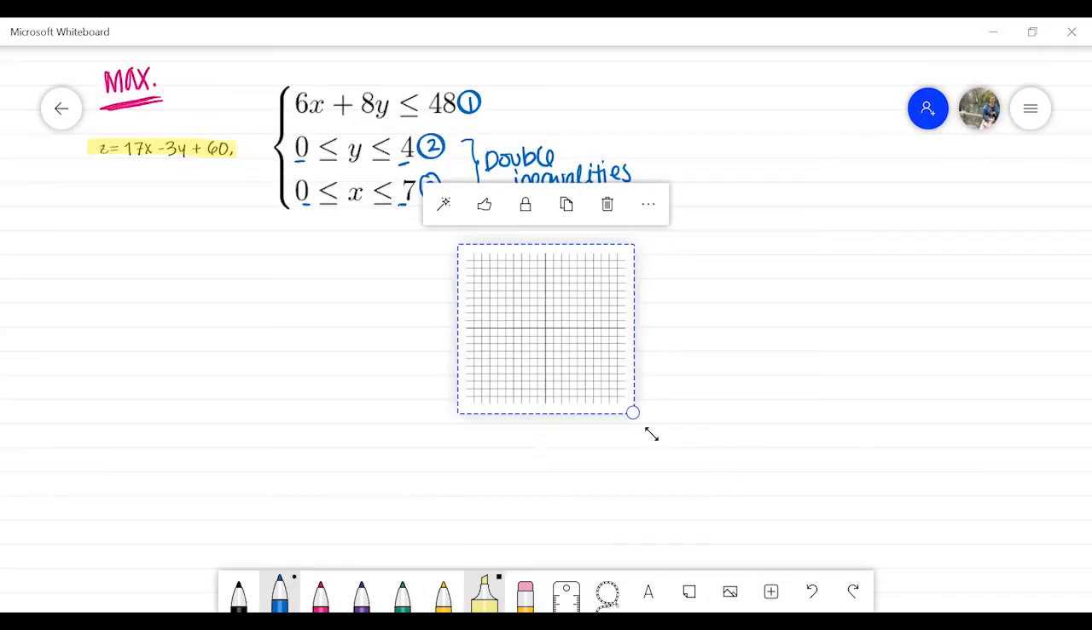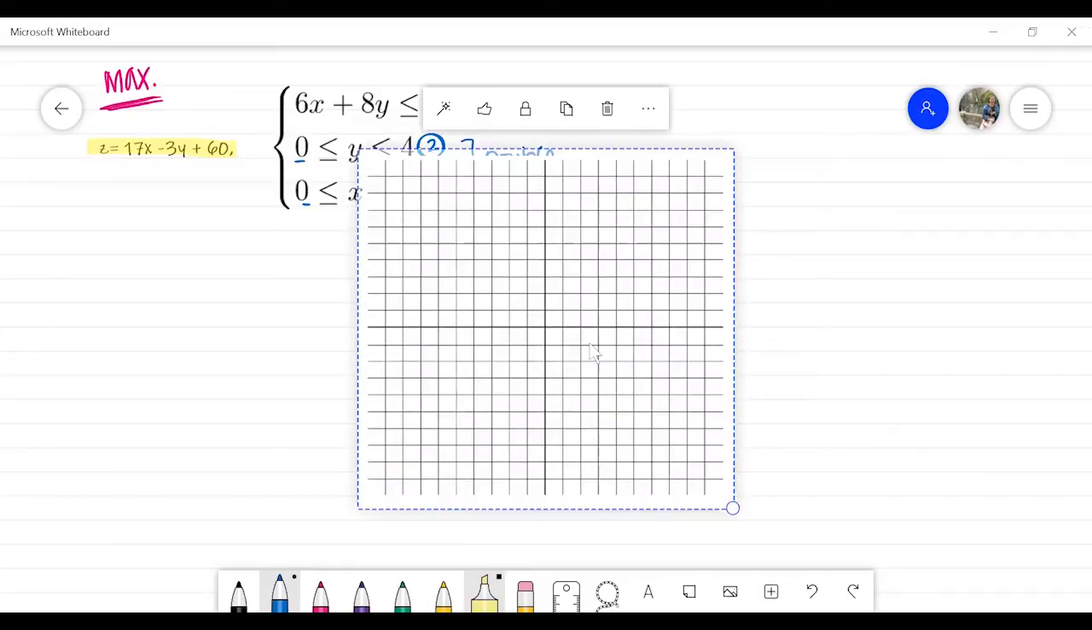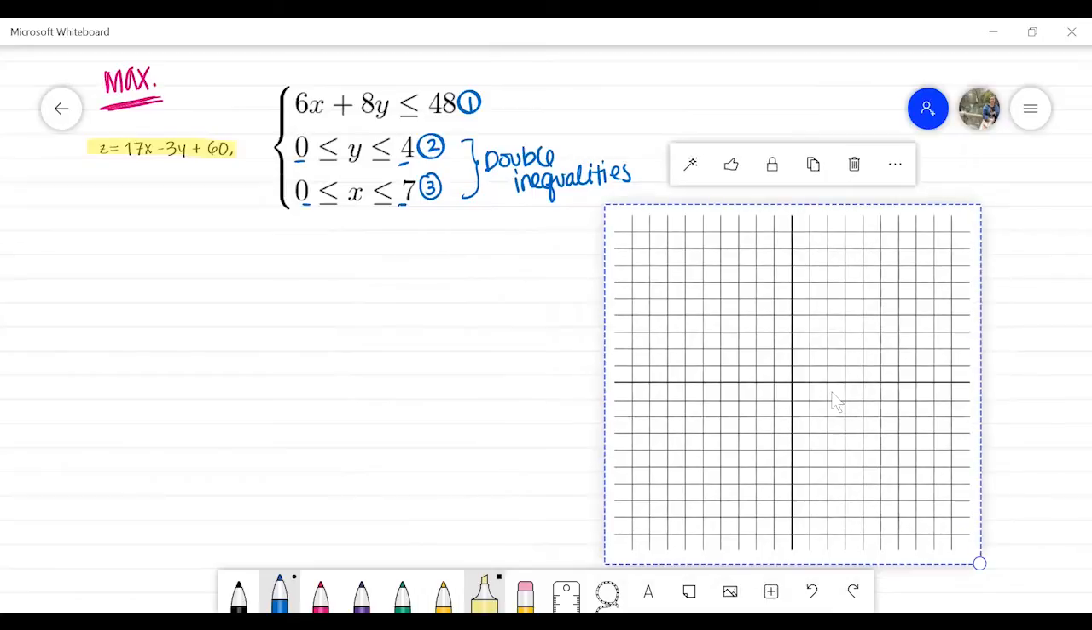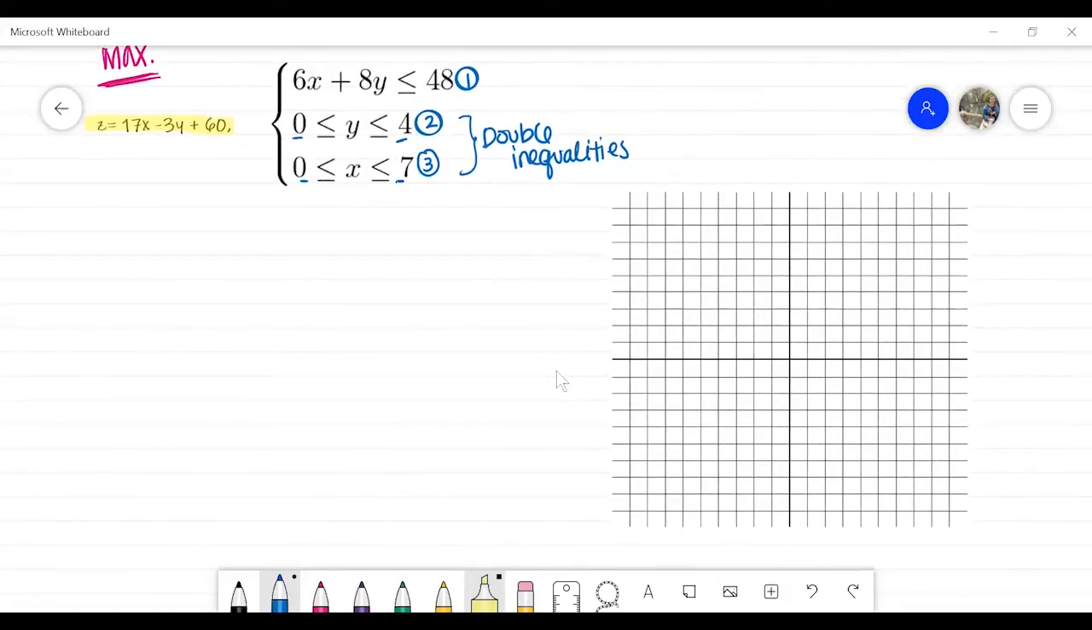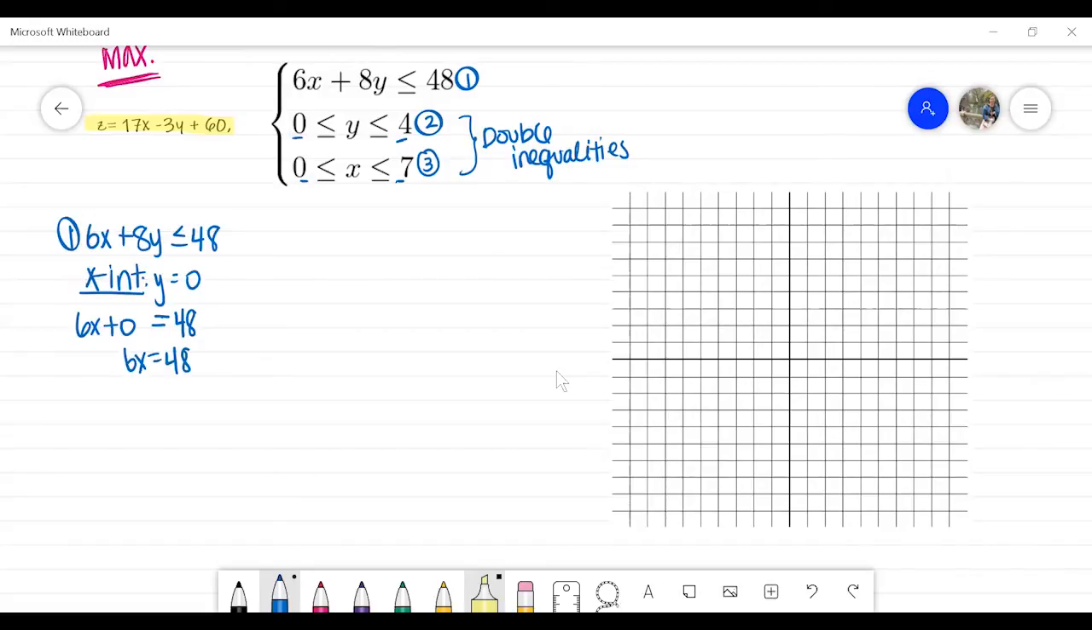Very similar to last time, I'm going to work on some values. I'm going to get them kind of written down. And then we will work on getting that graph looking nice and beautiful. Okay, so first up, 6x plus 8y is less than or equal to 48. So x-intercept means y is 0. So that's 6x plus 0 is, we'll put equal to 48. 6x is 48, divide by 6. X is equal to 8. So that's the ordered pair, 8, 0.